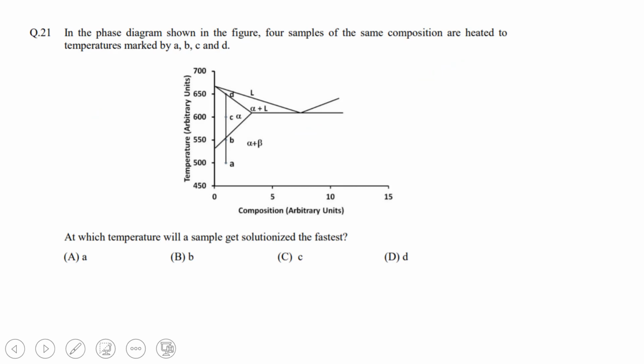Next one: in the phase diagram shown in the figure, 4 samples of the same composition are heated to temperatures marked by A, B, C and D. At which temperature will a sample get solutionized the fastest? So it is asking about the fastest solutionization.